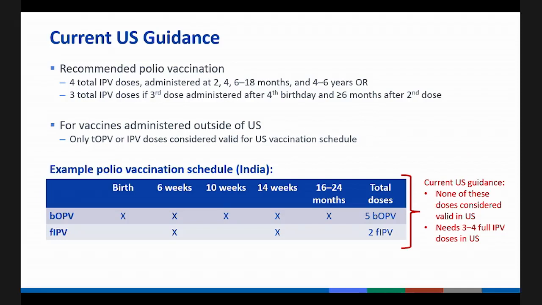Right, so this is showing the current status, which is that none of those doses are considered valid. So the person would be considered completely unvaccinated for polio here, and depending on age, if they're over 4 years, that would be 3 full IPV doses. If the person comes in with this new guidance, the 2 fractional doses will be counted as 1 full dose, and the person would be recommended to receive 2 additional IPV doses.